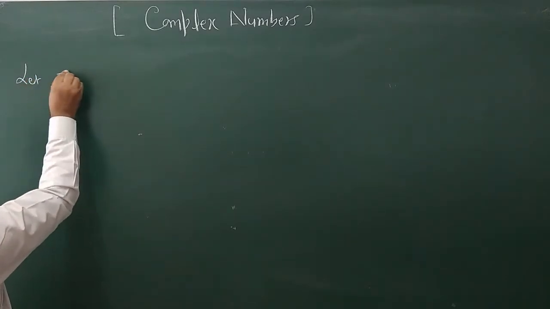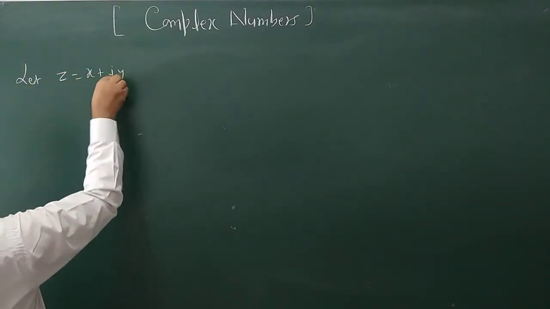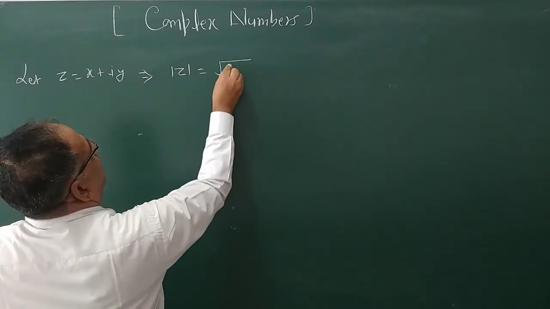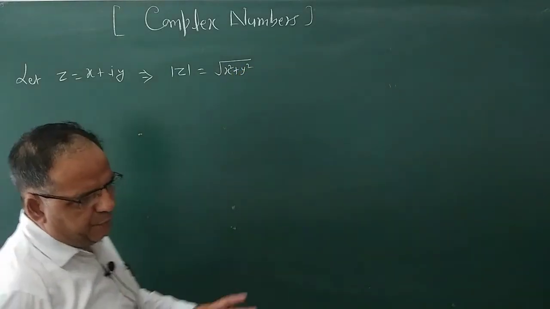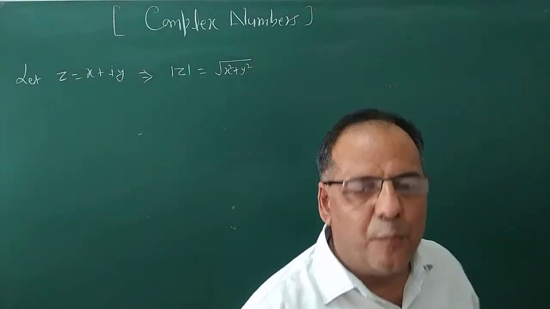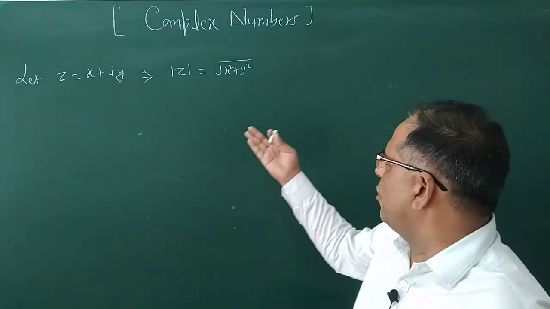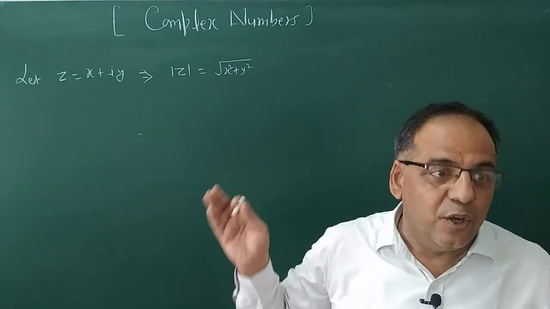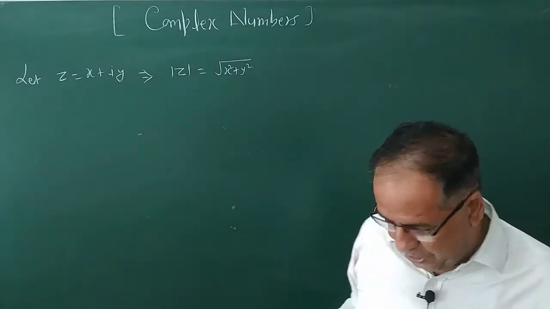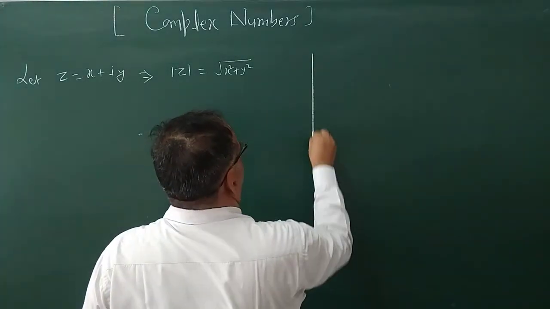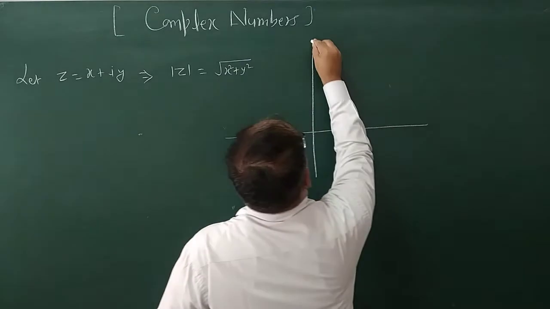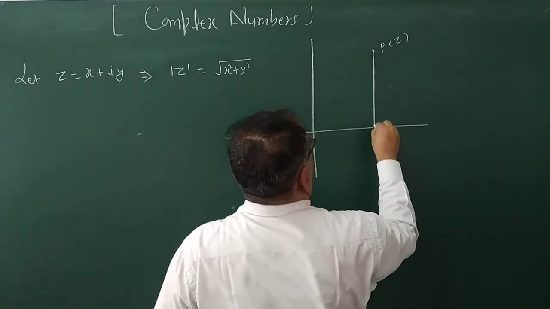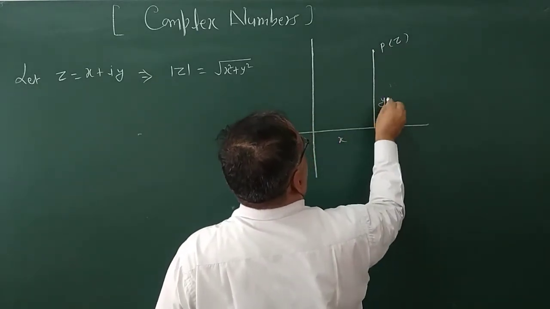Let z equal to x plus iota y, that means modulus of z equal to square root of x square plus y square. If we are discussing about the complex number, here we are finding modulus of z. So what is the geometrical interpretation of magnitude of z or modulus of z? What is showing modulus of z? So we use here Argand plane. P is the point which represents the complex number z. So this distance is x, this is y.